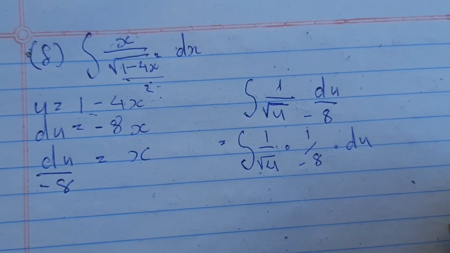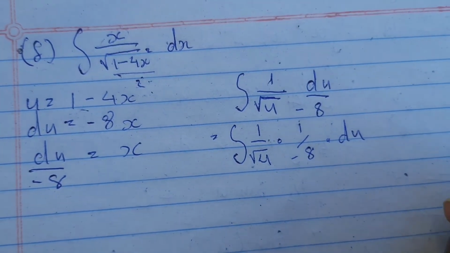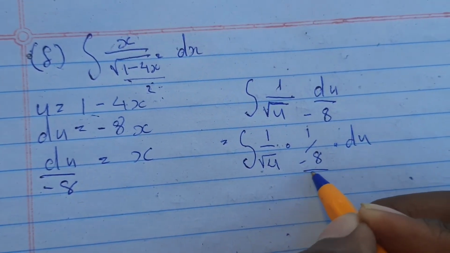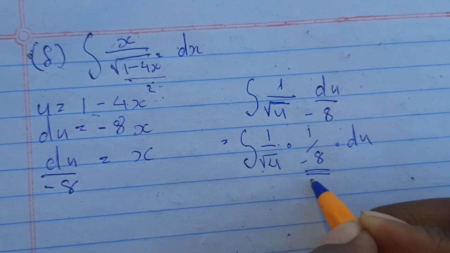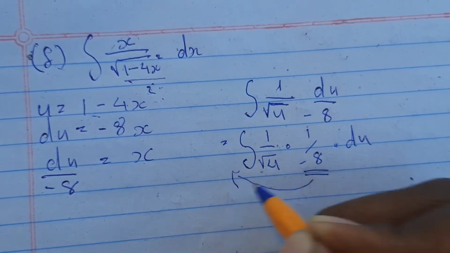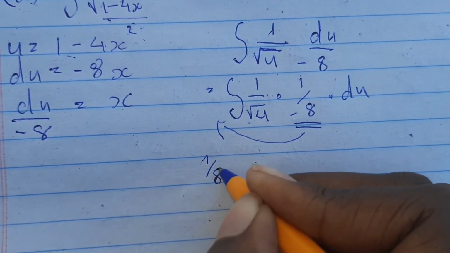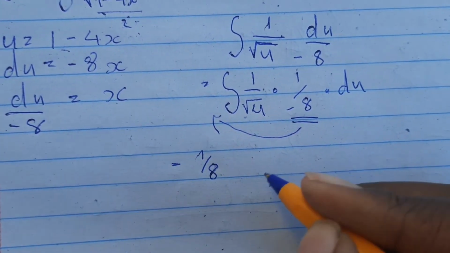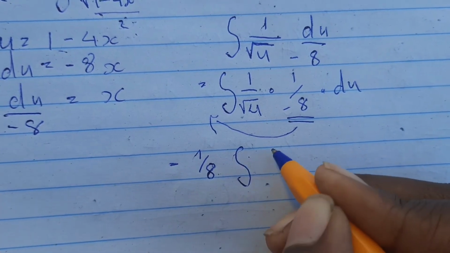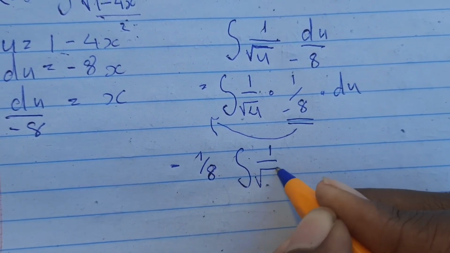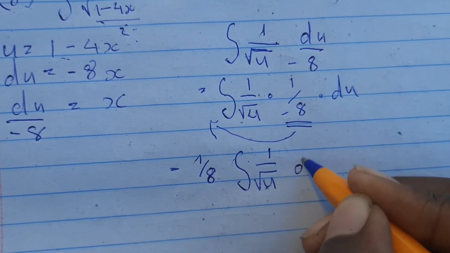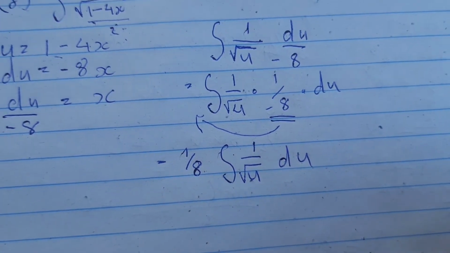We break it down this way so that we split out the coefficient. So the coefficient is this bit here, and we're going to take it outside there. So when we do that, we're going to have 1 over 8, oh sorry, got the negative, integration of 1 over the square root of u du. Now we can work perfectly with this.